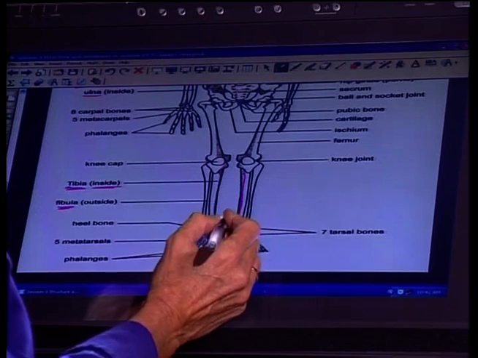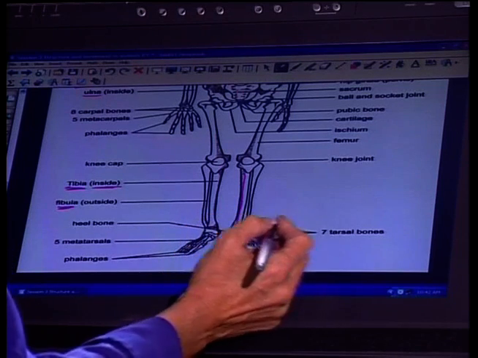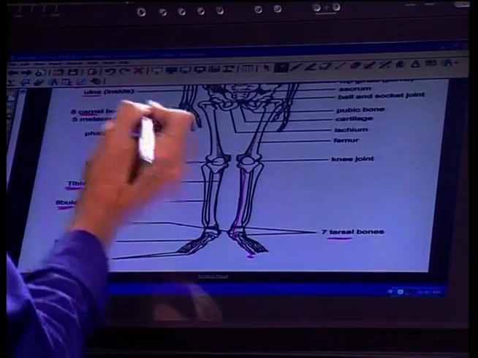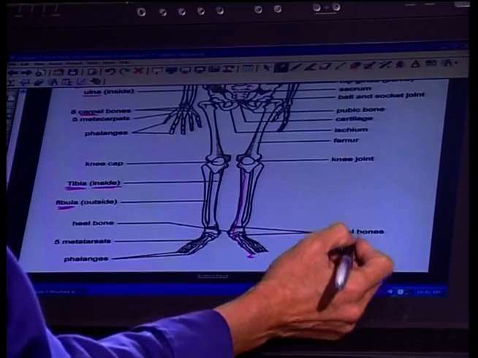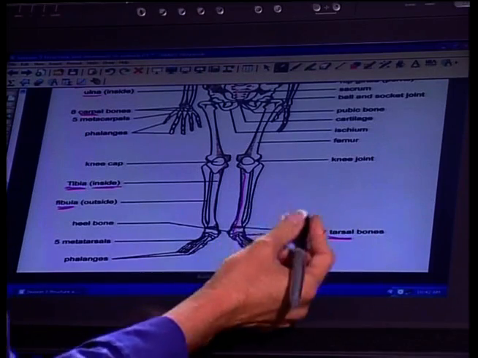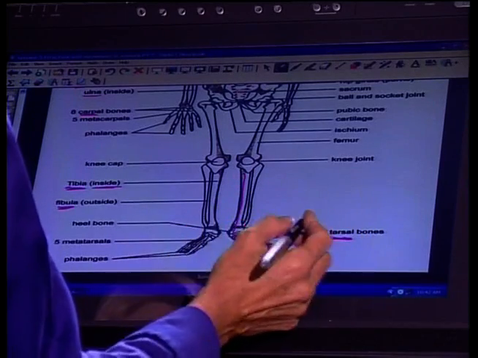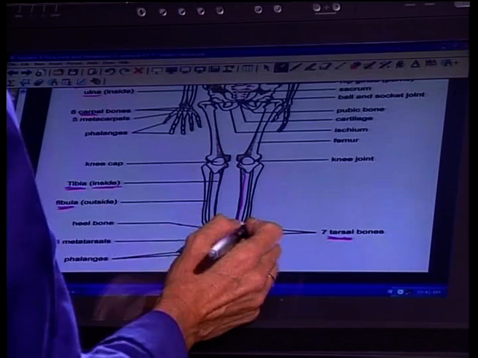Then you have your heel bones. Those are called tarsals. Now remember, we have carpals in the hand and tarsals in the feet. So just think, where do you have toes? You don't have toes here. These are fingers. You have toes on your feet. So your tarsals belong to the feet. So the tarsal bones are your ankle bones.